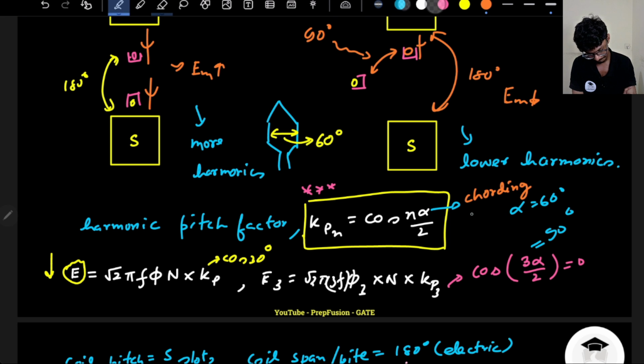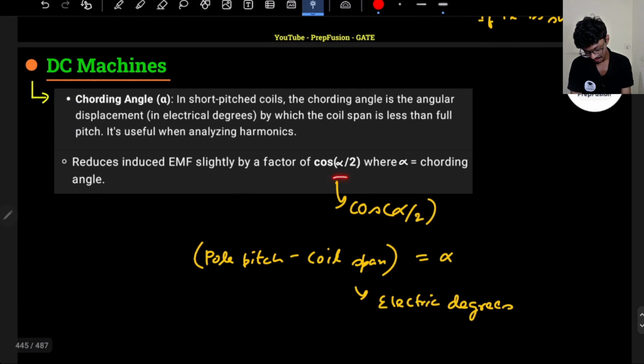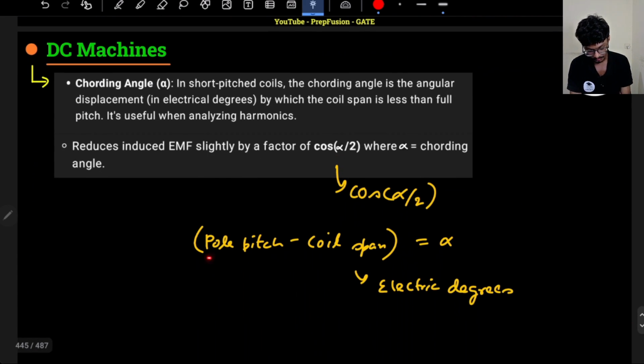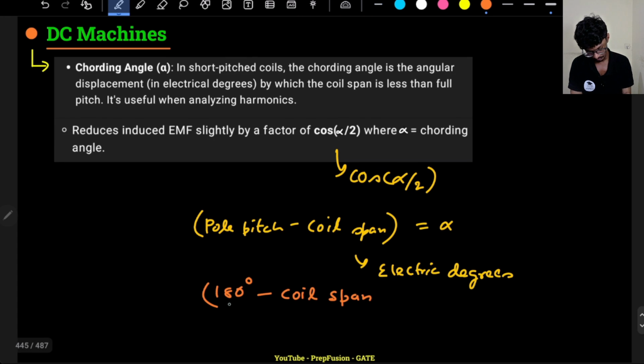Okay, this is the cording angle. What is the cording angle? I will explain over here. The cording angle is basically the difference between the pole pitch minus the coil span. So the cording angle will be, pole pitch is what? Always 180 degrees minus the coil span. So the cording angle will always be this: 180 degrees minus the coil span. That's it.